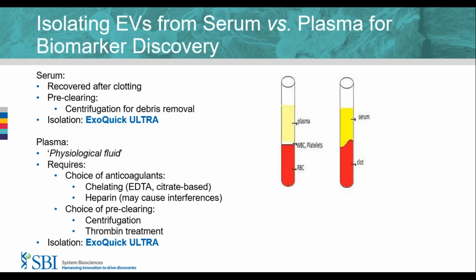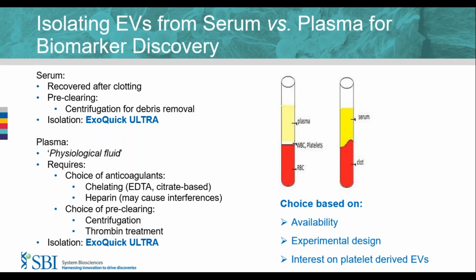How are you going to get rid of the blood cells? Centrifugation, or thrombin treatment that will turn the plasma into a more serum-like fluid. And with serum, again, you still need to do a pre-clearing and centrifugation to remove all the debris, and then proceed to isolation.